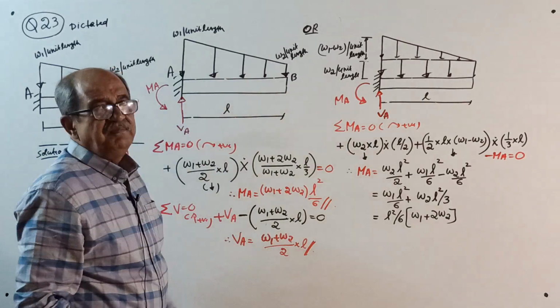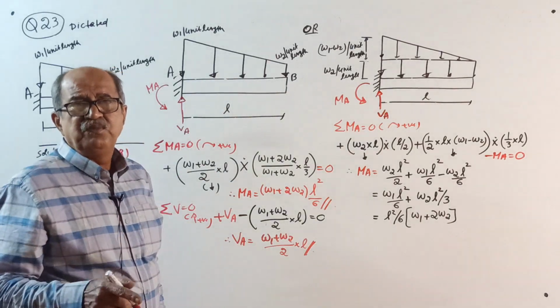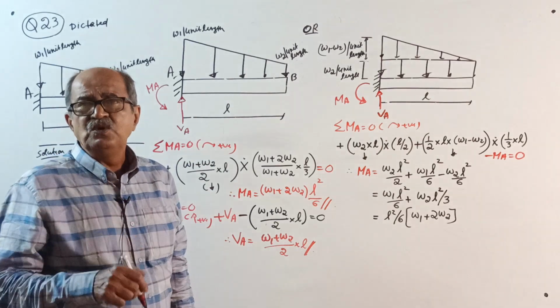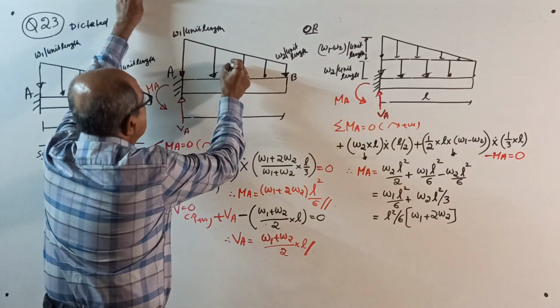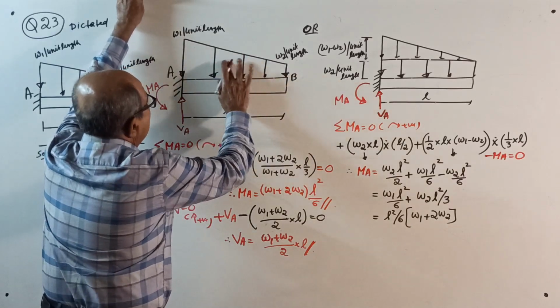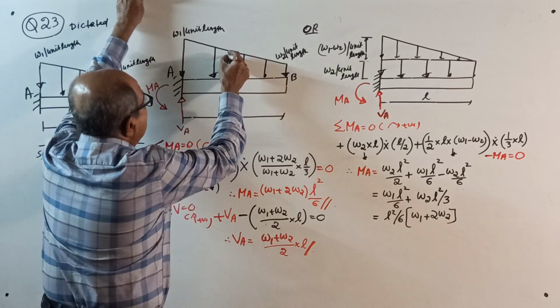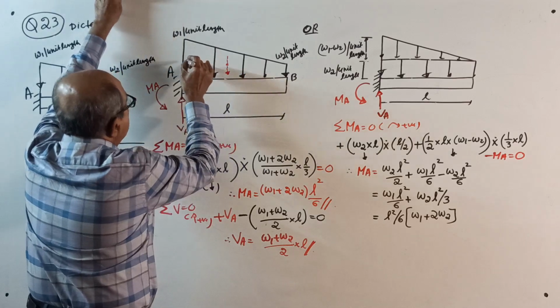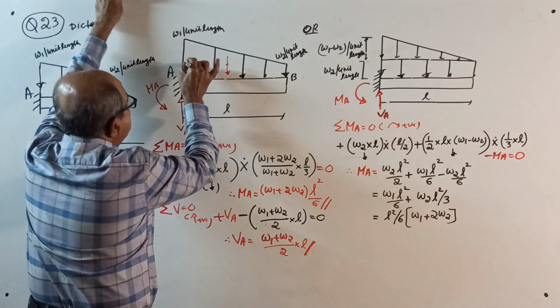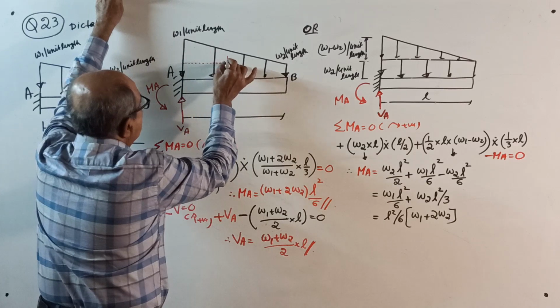See, trapezium. You can calculate the total load and moment of the load in a single step. The centroid will be somewhere here, a little to this side. Make a note. Now, you write this distance as x bar.